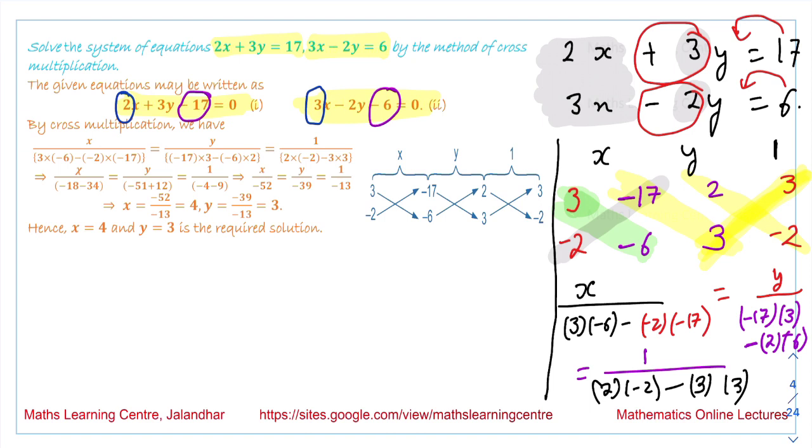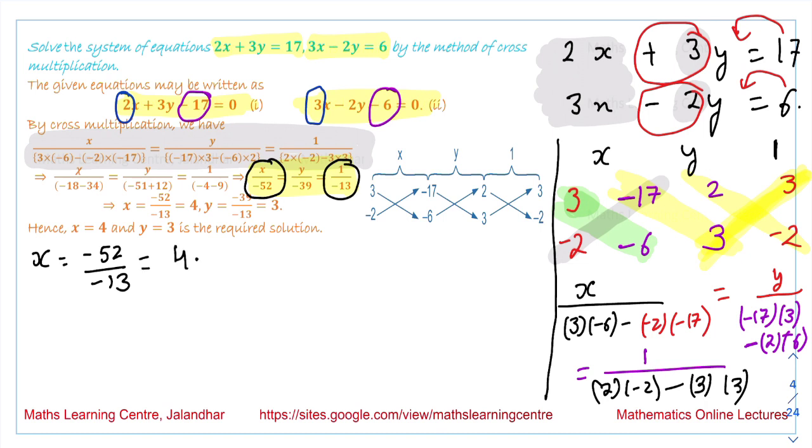So these are the values mentioned over here. When we solve these values, we simplify them and get the answer in the form x over minus 52 is equal to y over minus 39 is equal to 1 over minus 13. When we compare the first and last terms, we get x is equal to minus 52 upon minus 13, and that is equal to 4.